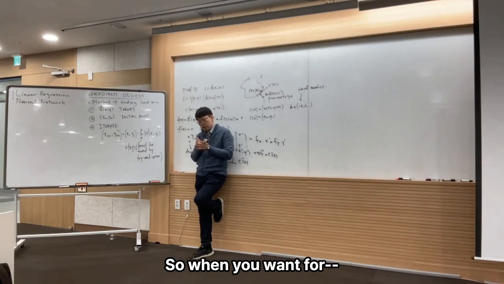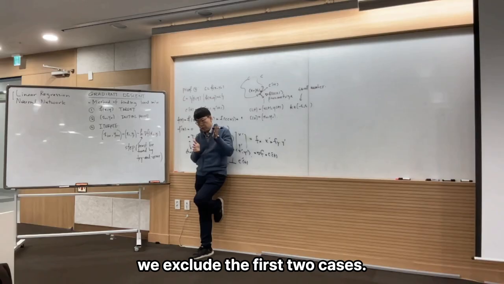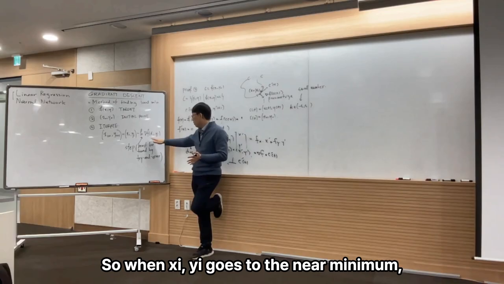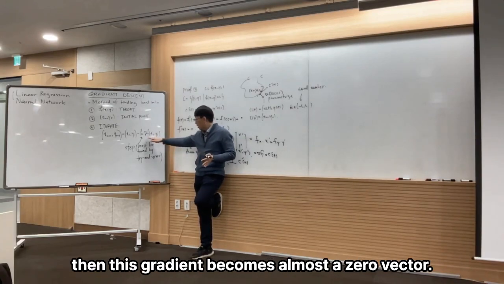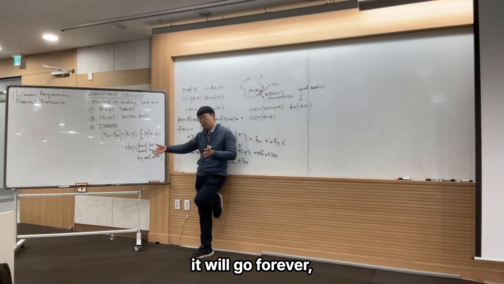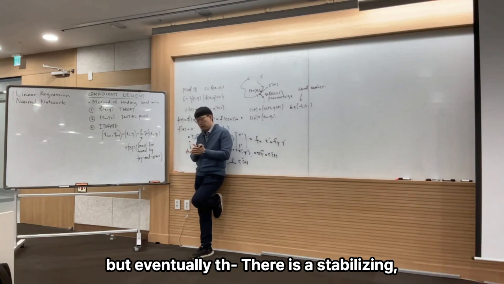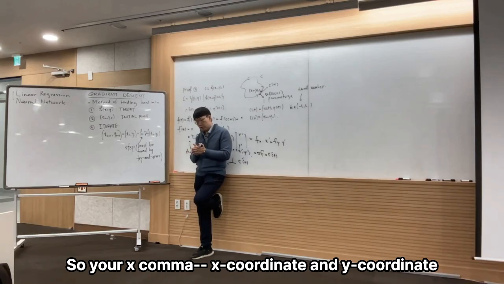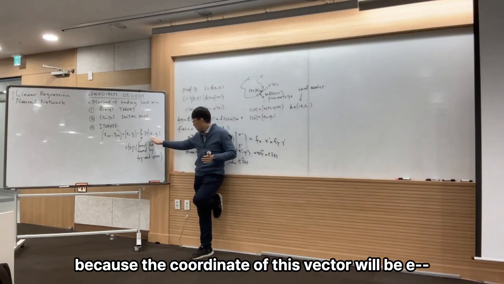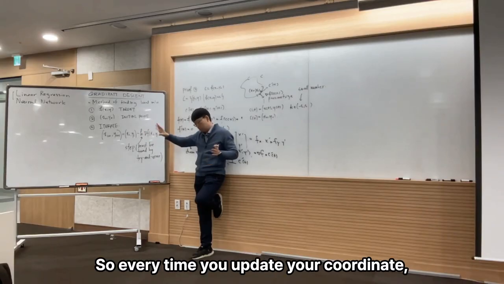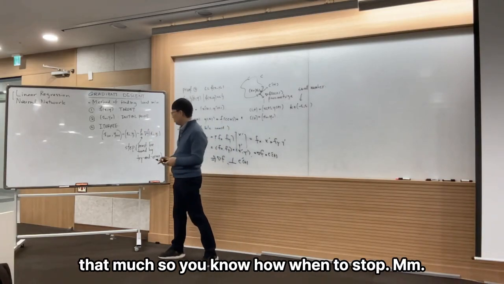So when you go for the critical point, we exclude the first two cases. We only go for the case where both partial derivatives are 0. So when (x_i, y_i) goes near the minimum, the gradient becomes almost a zero vector. As you iterate this, it could go on forever, but eventually things stabilize. Your x and y coordinates will stabilize at some point because the coordinates of this vector will be almost zero, so every time you update, it doesn't change much. So you know when to stop.